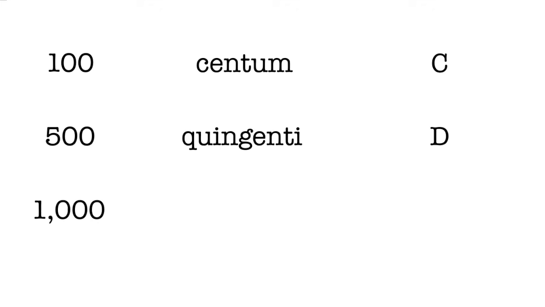And then finally 1000, mille, and that is M, which makes sense. So those are the only Roman numerals that you need to have. So let's practice some. We're going to do a couple examples together, and then we'll do some practice. So I just have the 1 through 10 at the top, and then the L, C, D, M: 50, 100, 500, 1000.